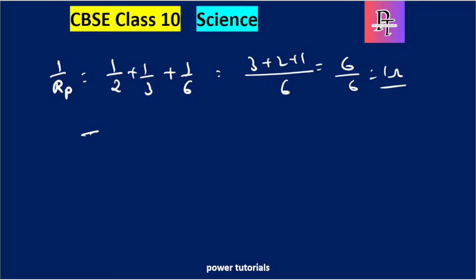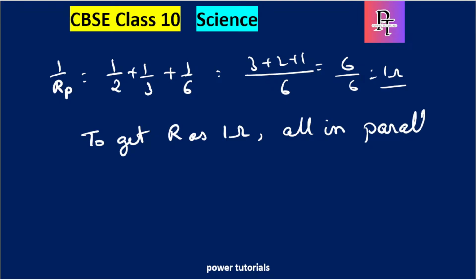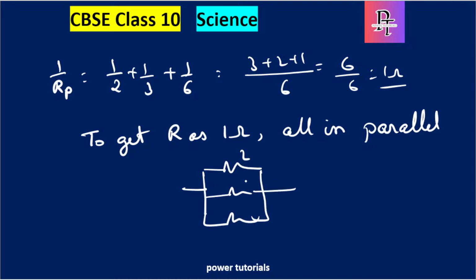To get R as 1 ohm, I need to connect all in parallel. So it should be something like this: 2, 3 and 6 ohms.